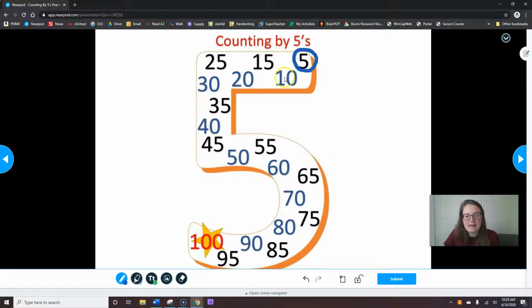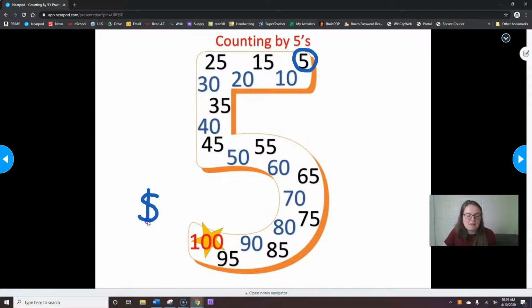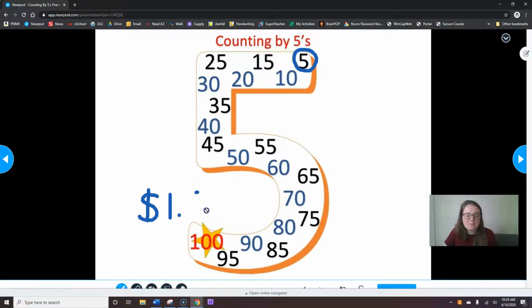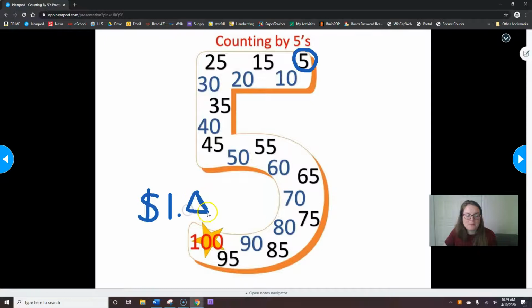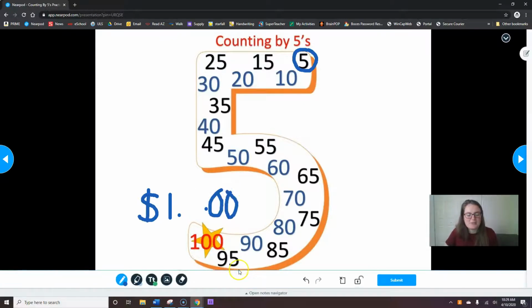5, 10, 15, 20, 25, 30, 35, 40, 45, 50, 55, 60, 65, 70, 75, 80, 85, 90, 95, 100. 100, when we're counting money, really means $1. It really doesn't want me to put a 0. Okay, so that's a little strange, but $1.